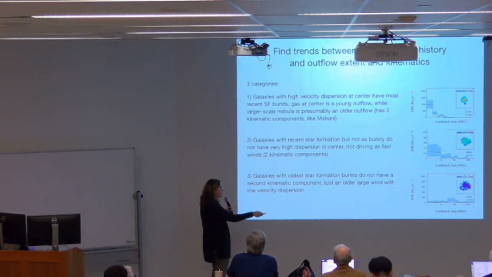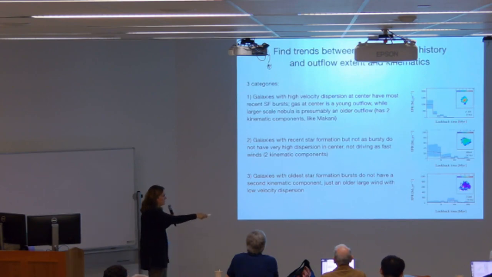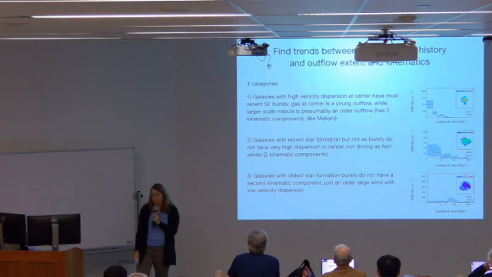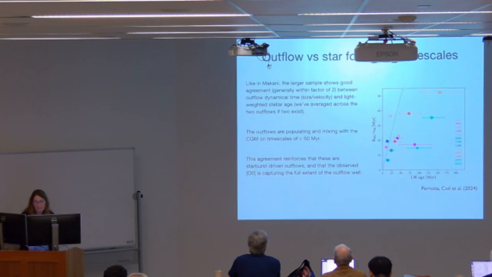And then we have a handful of galaxies, only a few, that have these really boring velocity dispersion maps. It's just low velocity dispersion all over. These have the oldest bursts of star formation, and they don't have a second kinematic component. It's just 1 outflow with low velocity dispersion, and they're pretty large.